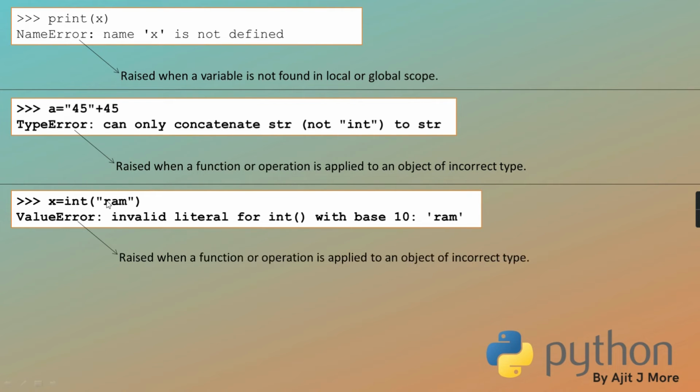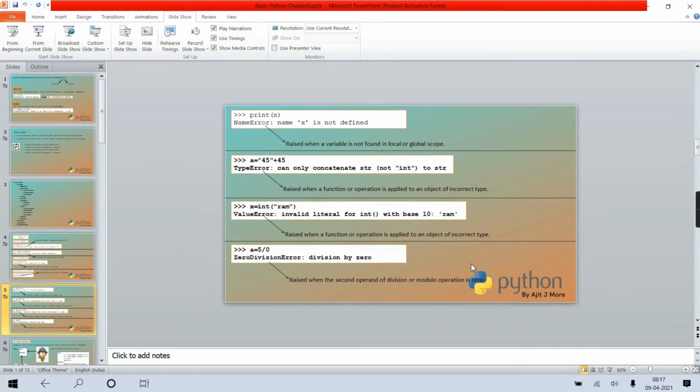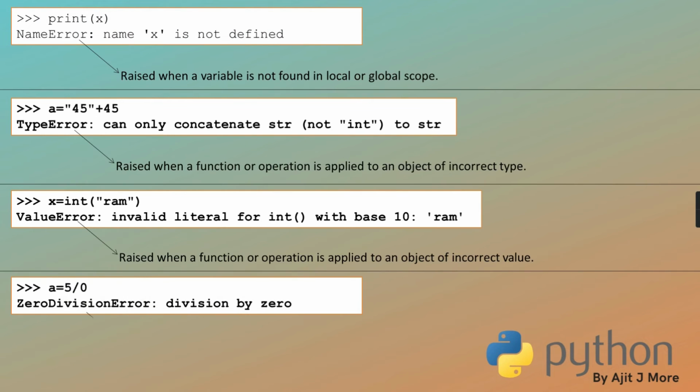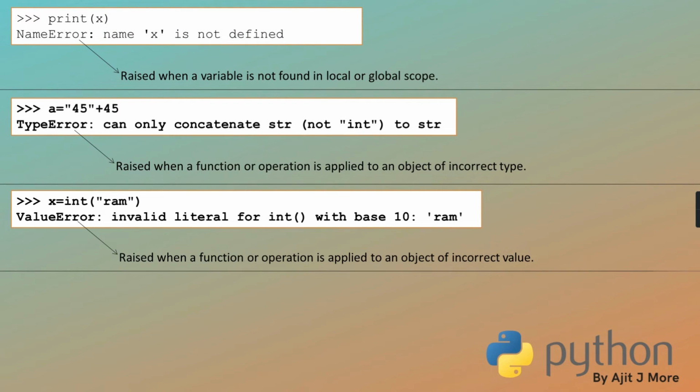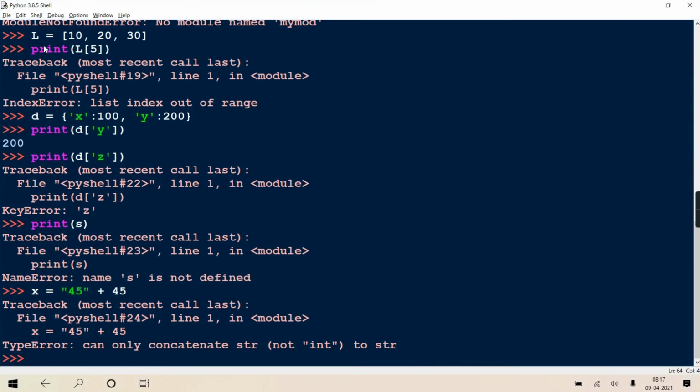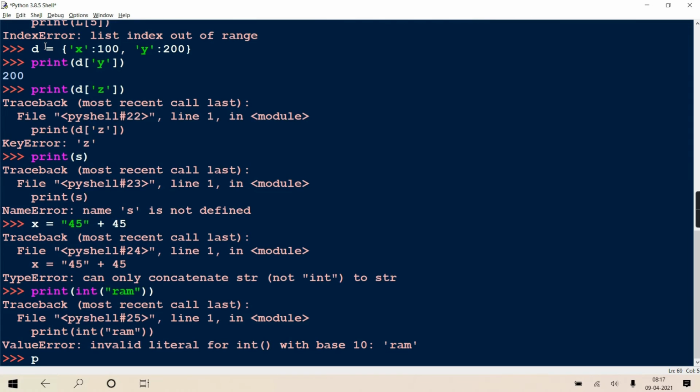See, raised when a function or operation is applied to an object of incorrect type again. Yep. Again, I have written wrong. Incorrect value it should be. Okay. Got it. Like example, print int of RAM. So it generates a value error. But see, print int of double quote 45, right? Not a problem. So that's what I said.